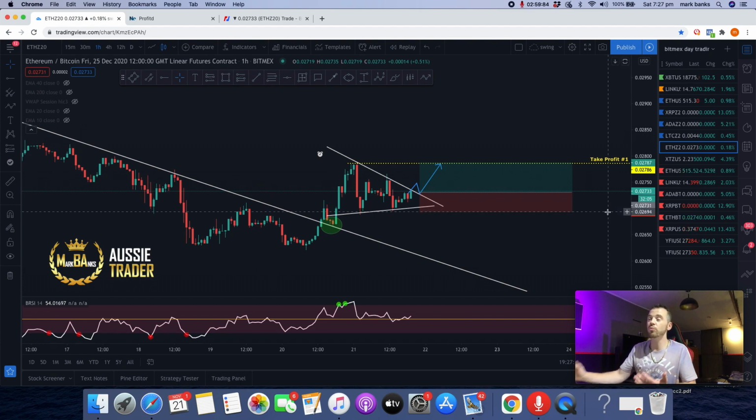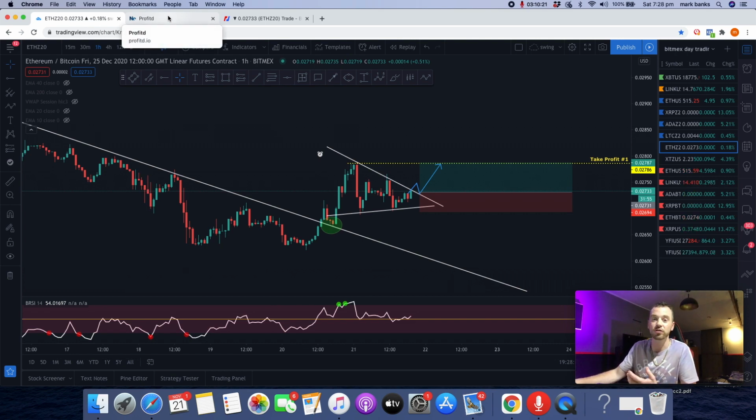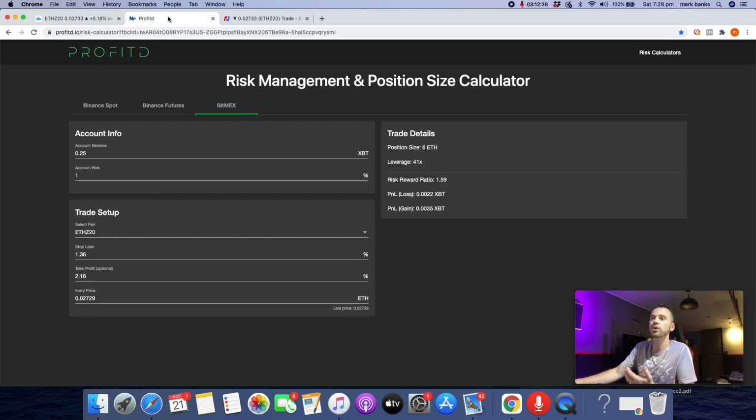So now we simply convert these numbers and put them into the calculator that MBA has provided us. A couple of students have made these. So then we go to the calculator.